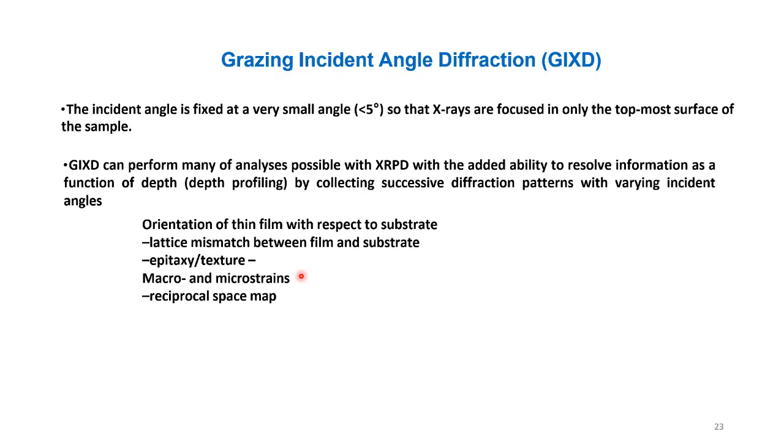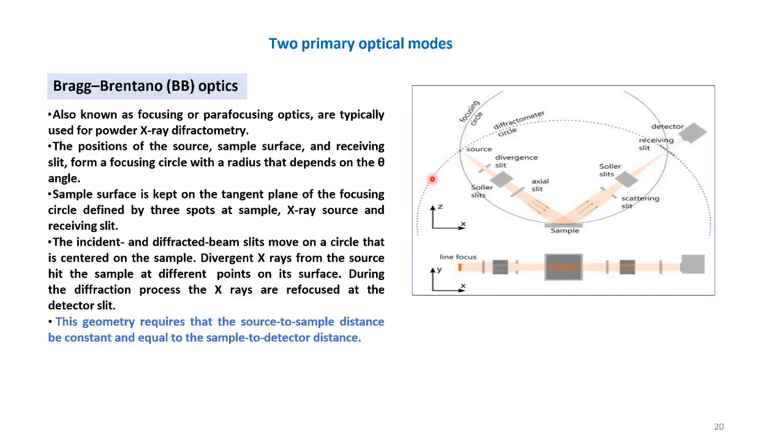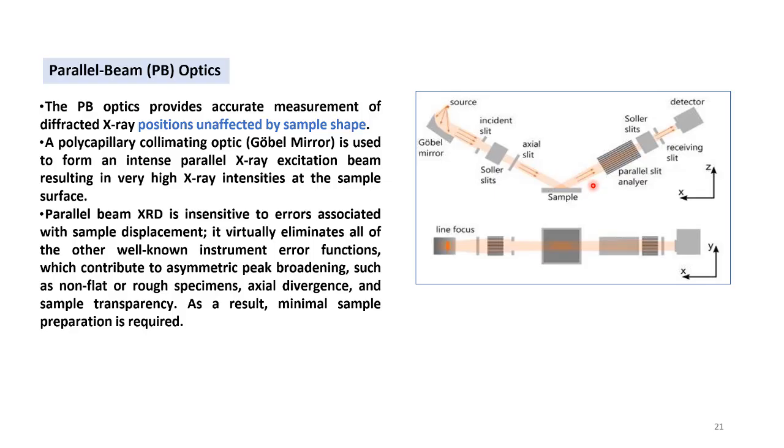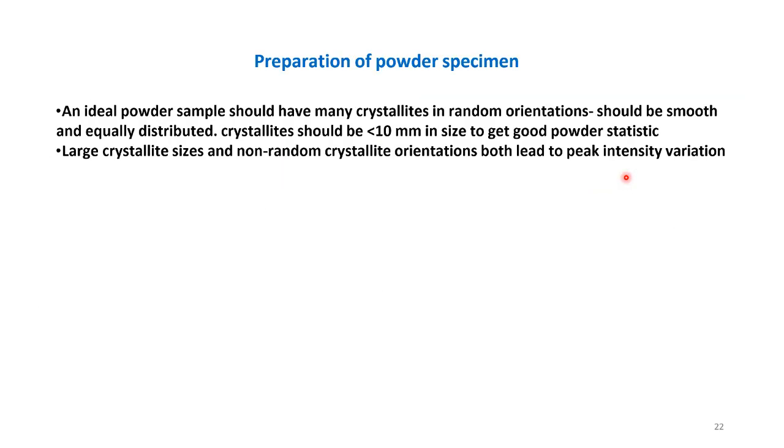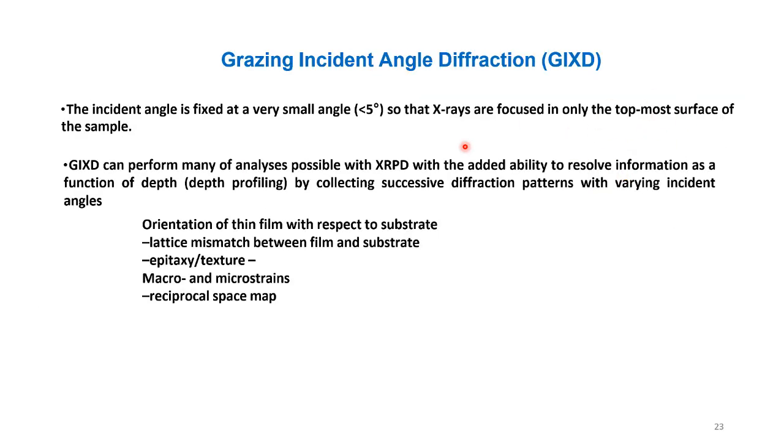Then we have grazing incident angle diffraction. This grazing angle means an angle less than 5 degrees. So it is at a very small angle, less than 5 degrees. In that case, the X-ray is focused on just the topmost surface. As you can see here, suppose the angle is very small, that is 5 degrees. The beam will fall like this. It will just touch the sample surface and then reflect or scatter. So it will give information on the topmost surface of the sample.